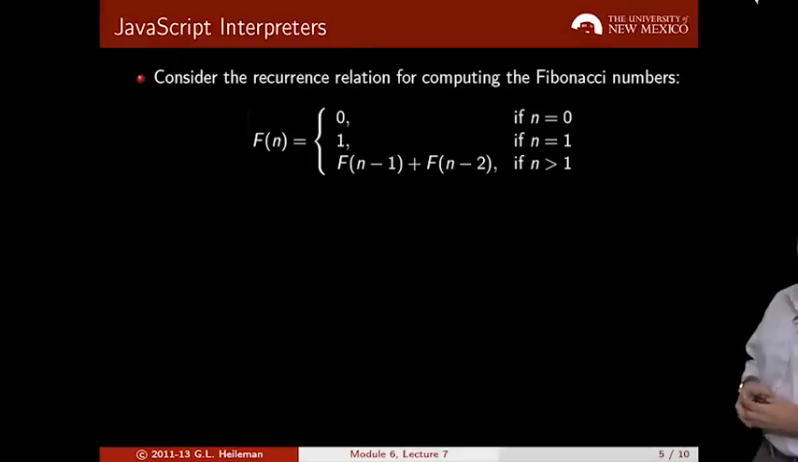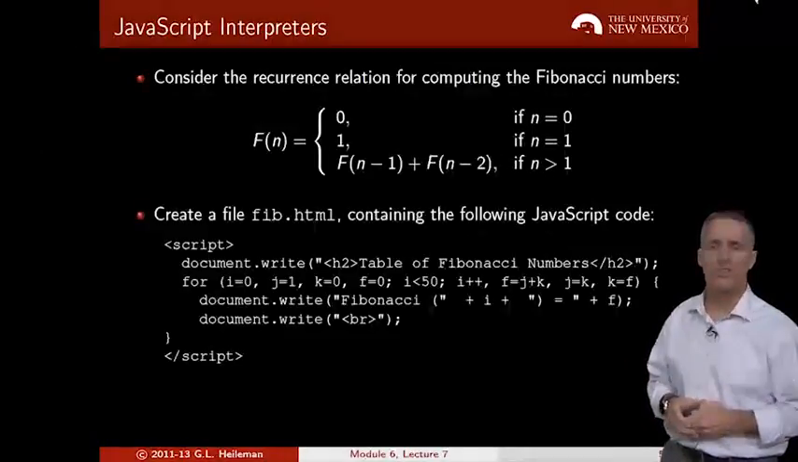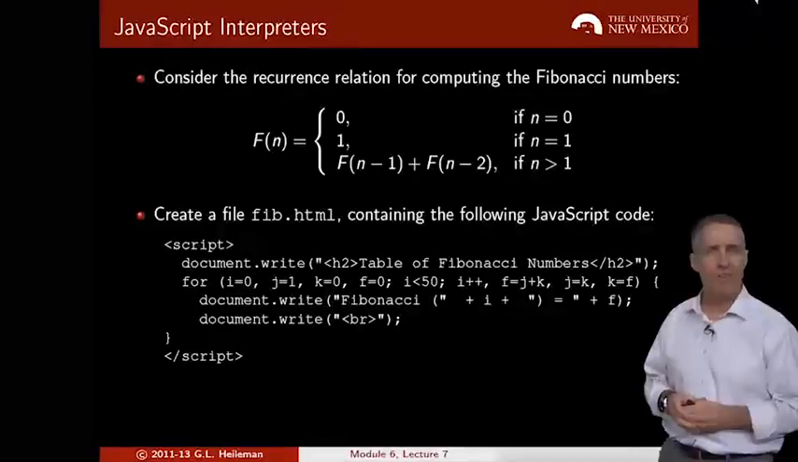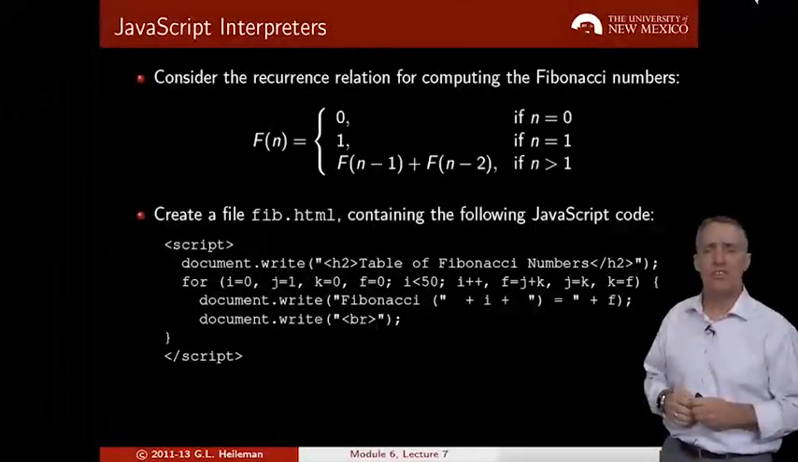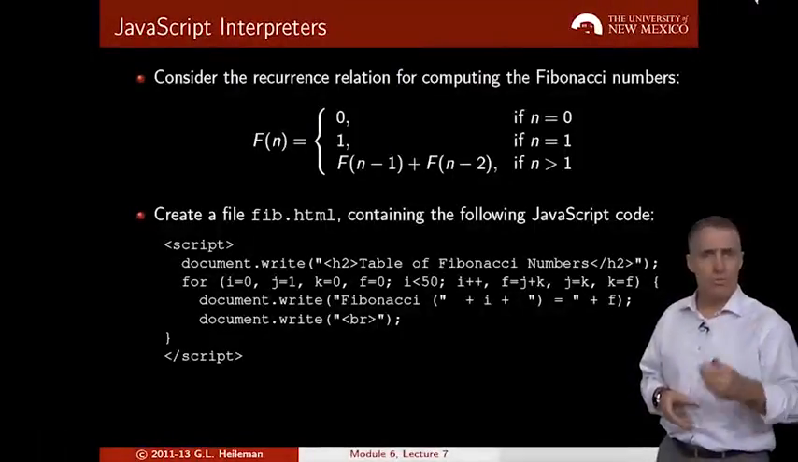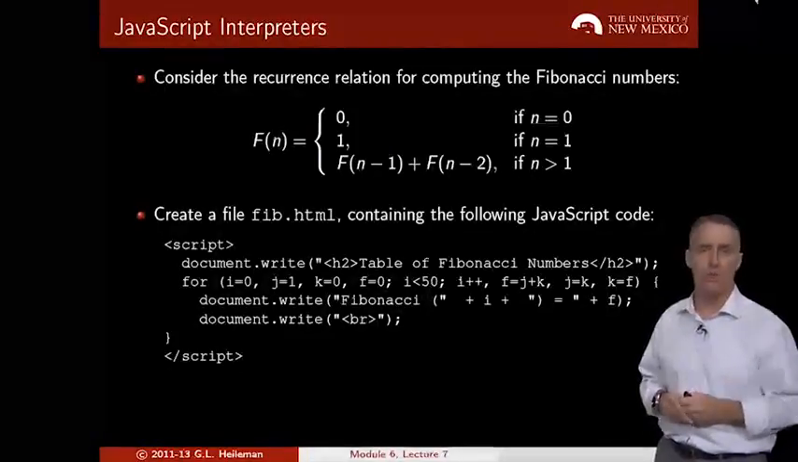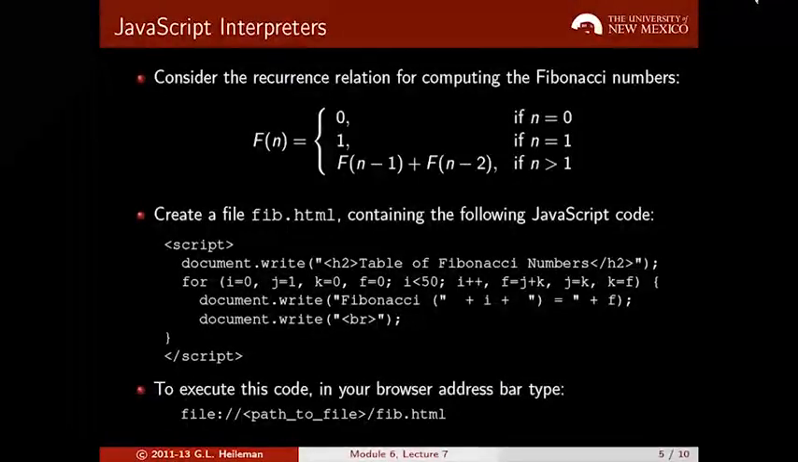Here's an example. We're going to take these Fibonacci numbers and compute them using a JavaScript function. And here's the function. So create a file on your machine called fib.html and write this code into it. If you do that and then open it up in your browser, it'll compute the Fibonacci numbers. So take a look at the code and see if you can understand what it's doing. Now, to execute this code in your browser, you can either double-click on it or you can specify the path to the file. If you double-click on the file, it'll actually show you the path in your browser address window.